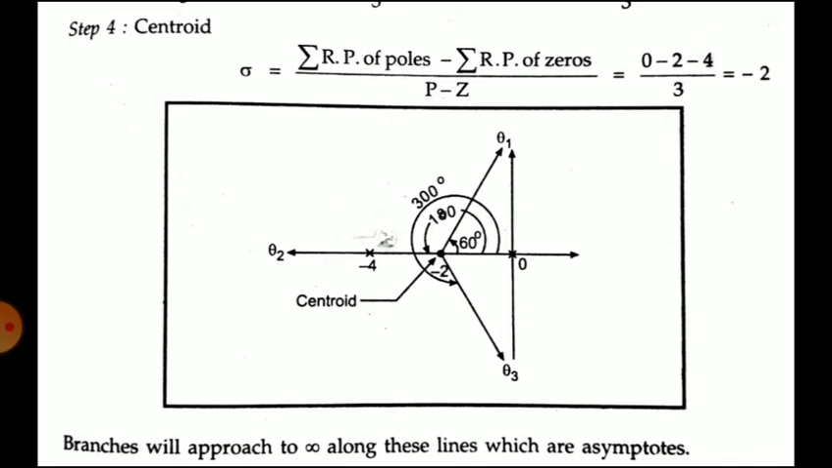The first asymptote, theta 1, is drawn at 60 degrees. Then the second asymptote is drawn at 180 degrees from the centroid point, that is minus 2. The point where the asymptotes intersect on the real axis is called the centroid. From that centroid you draw theta 1, theta 2, and the third, theta 3, at 300 degrees. So branches will approach infinity along these lines, which are the asymptotes.